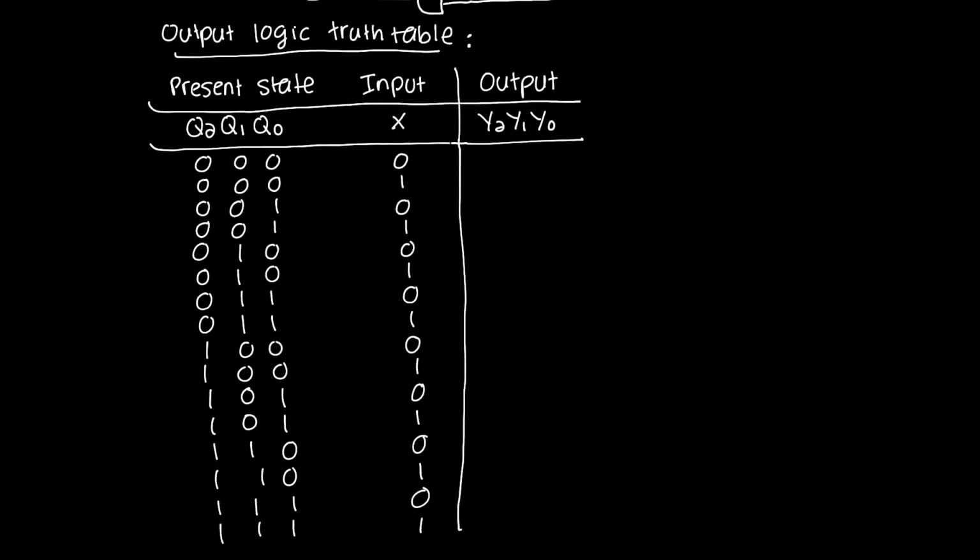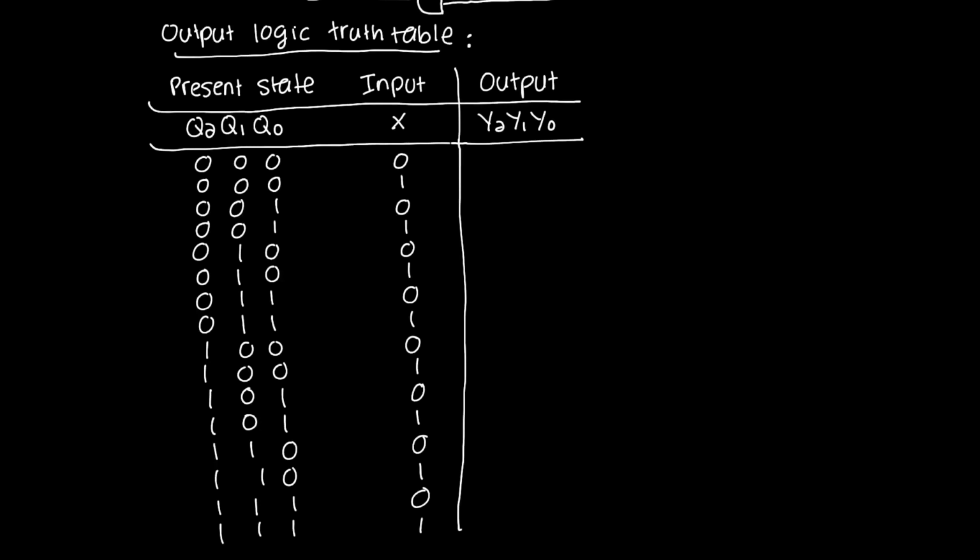So it's the same kind of process that I do for my excitation table, where I follow this process very methodically, where I fill out my excitation table, so my present state and next state, according to my state transition diagram. And it's the same process here. I refer only to my state transition diagram. I'm just methodically, sort of mechanically filling in my output logic truth table based on that. So let's go ahead and fill in.